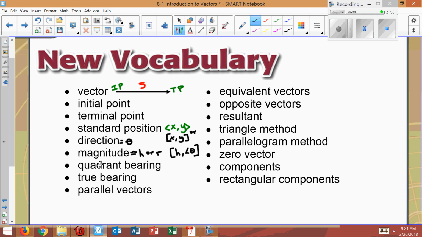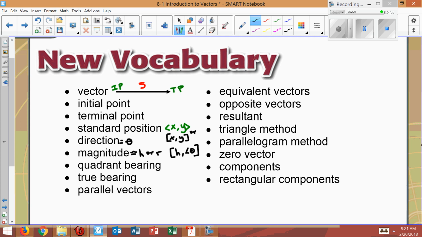All right, so we'll talk about a quadrant bearing. That's when it's exactly heading north, east, south, or west. A true bearing means going from north. Parallel, or equivalent, means they're exactly the same direction and magnitude. Opposite would be they're heading against each other. Resultant means they're adding together. Obviously, all these words you can come up with, but that's the key.